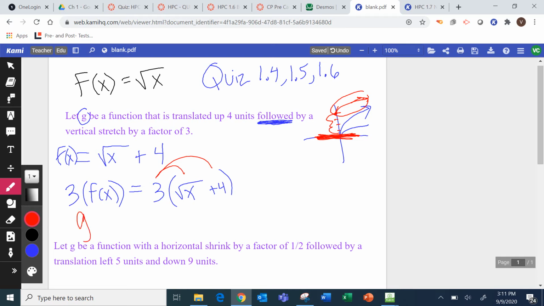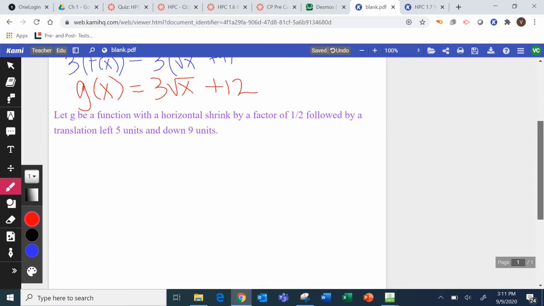Our g function will be 3 square root x plus 12. Because the stretch happened after we moved it up, this ended up being way up here at 12 on the, oops, sorry, it was super messy, right there at 12 on the y-axis.